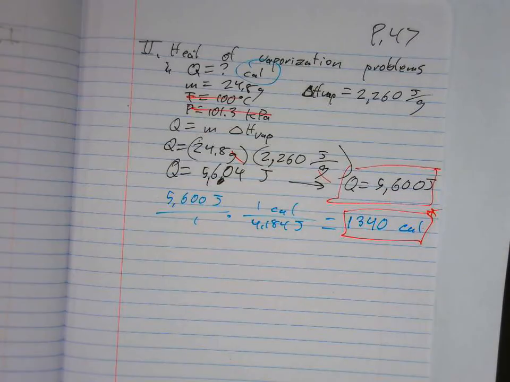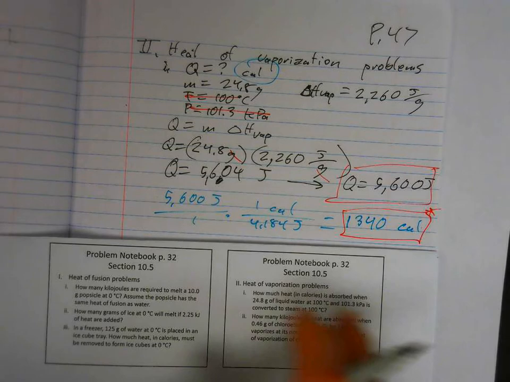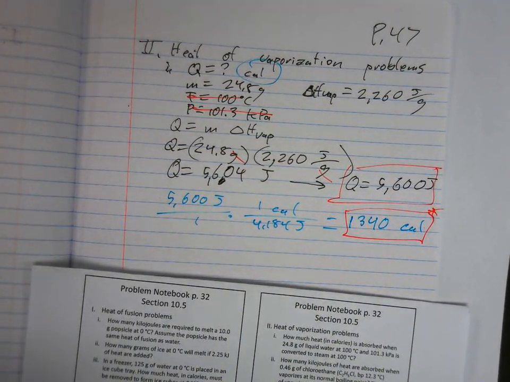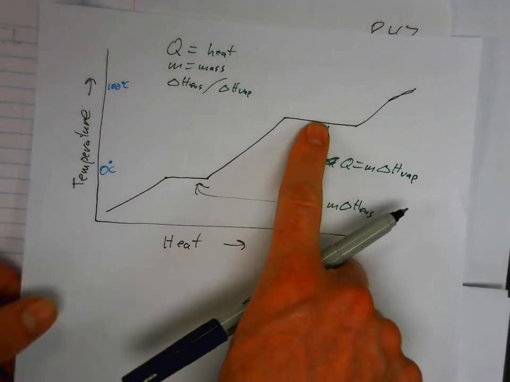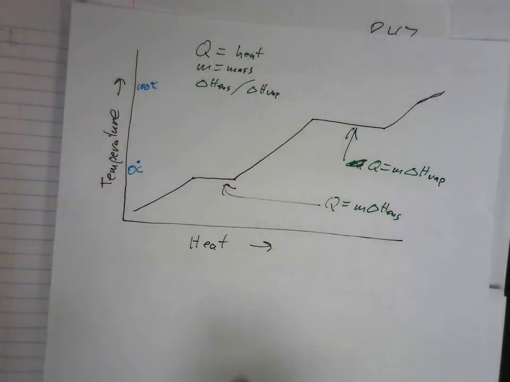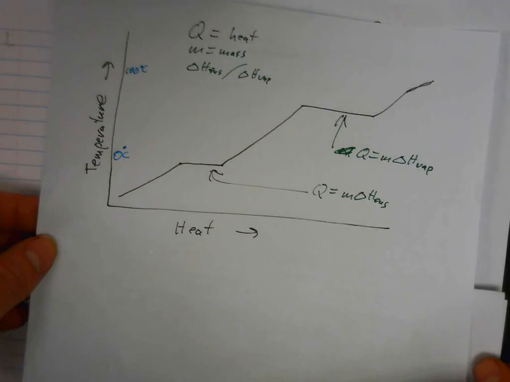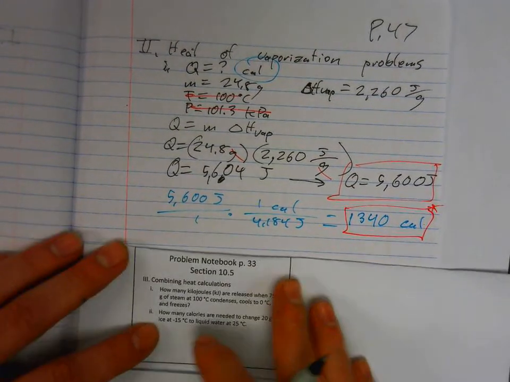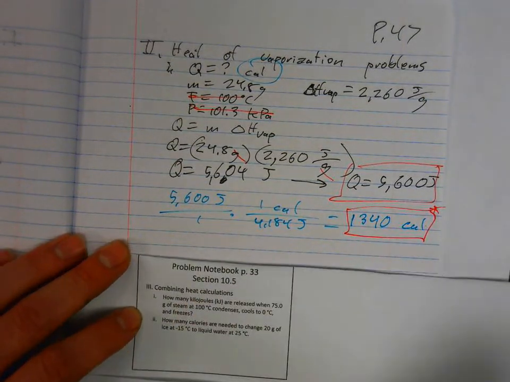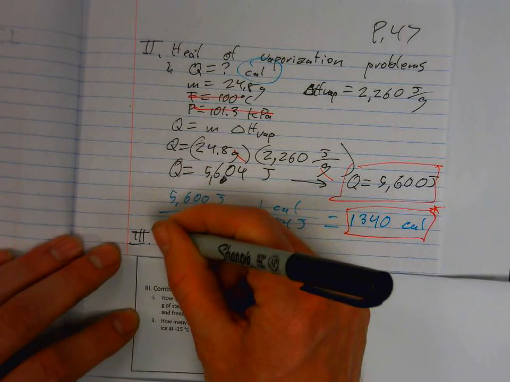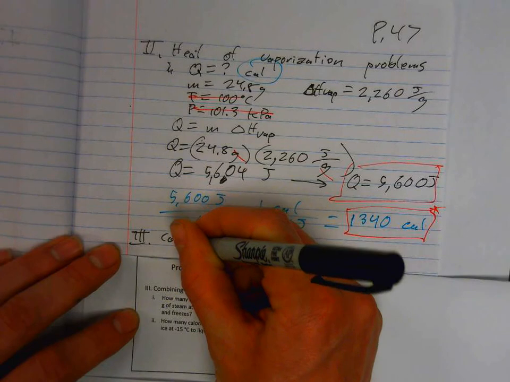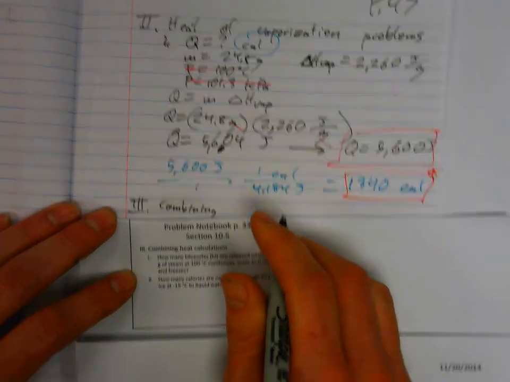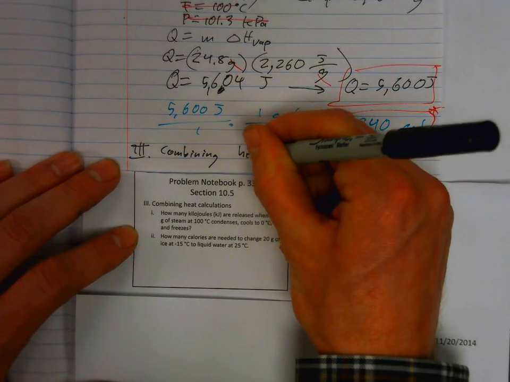Now, these heat of vaporization problems, you notice, are essentially the exact same thing as the heat of fusion. The only difference is we're at the boiling point rather than the melting point. So let's go ahead and look at another type of problem now, the combination of several different types of heat calculations. So we're combining heat calculations.